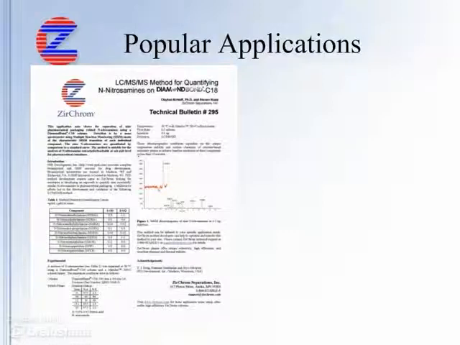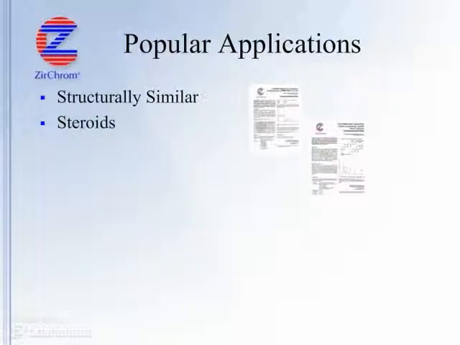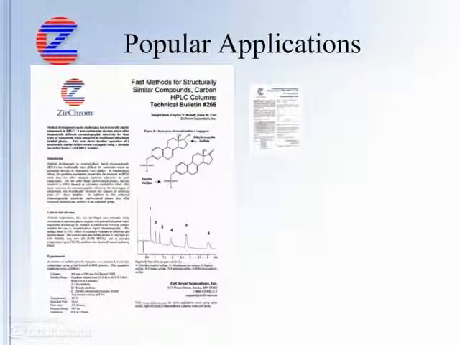ZirChrom carbon phases are well suited to the analysis of steroids. Technical Bulletin 266 details the analysis of 6 structurally similar sulfate steroid conjugates. The unique selectivity and thermal stability of ZirChrom carb enables baseline resolution of this challenging sample in less than 5 minutes.